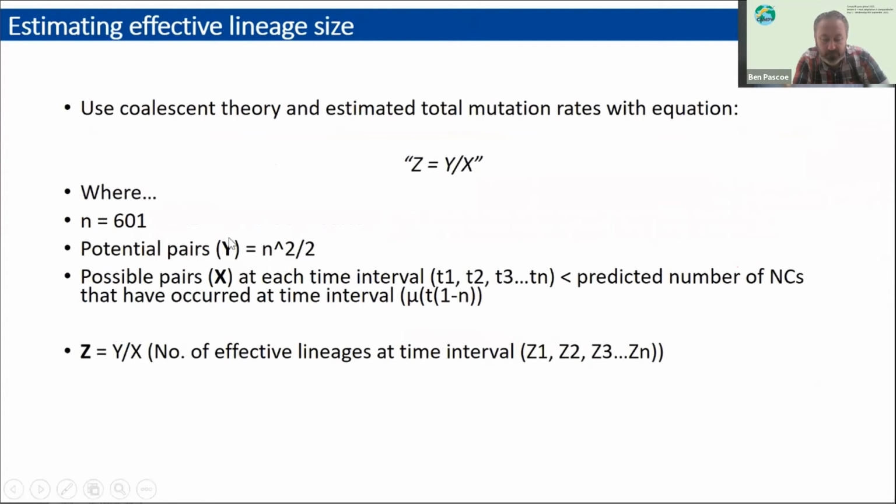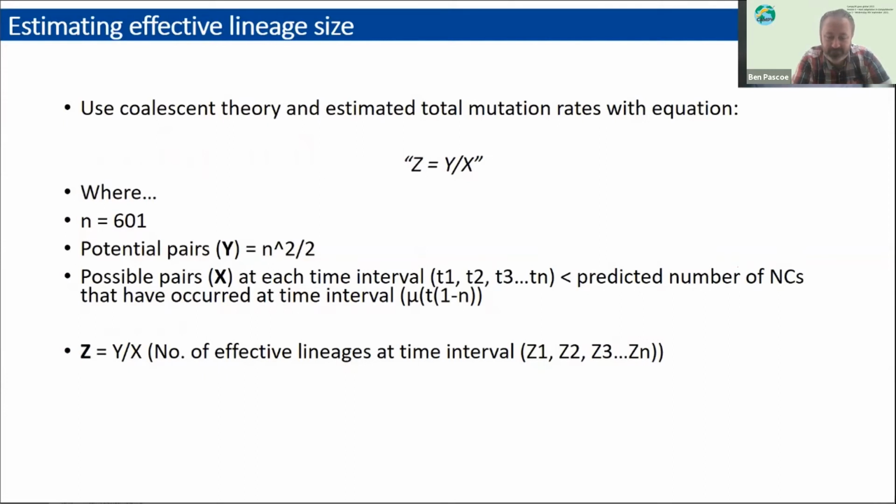So using coalescent theory and estimated total mutation rates from the first half of the analysis, we developed an equation of how we can work out the effective lineage size. And I'm not the best at maths, but we use the equation Z equals Y divided by X. And Z are the effective lineages, which is the same as ancestors, so successful ancestors at a given time point. And this is also, if we're tying it back to the birthday problem, the equivalent to a shared birthday.